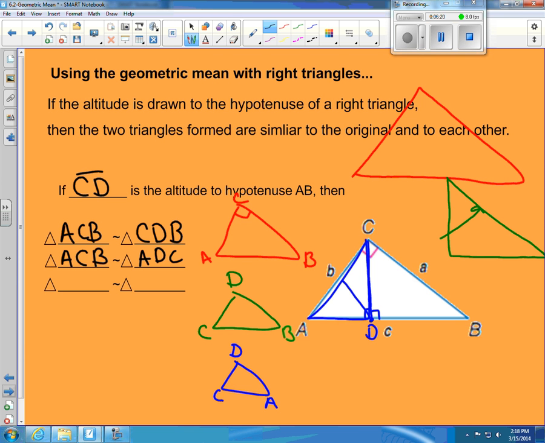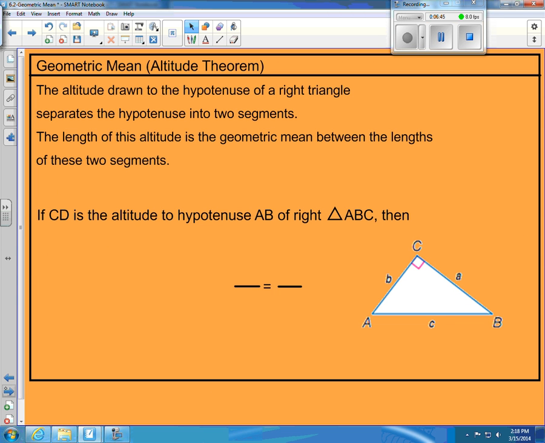Then we can compare our medium-sized triangle and our small triangle. Our medium-sized triangle ADC and our small one is CDB. We have three similarity statements that we've created here. And remember, with similar triangles, we know that the sides are proportional and that the angles are congruent. The sides being proportional is what is going to pull in that geometric mean that we've talked about. We're going to use that here.